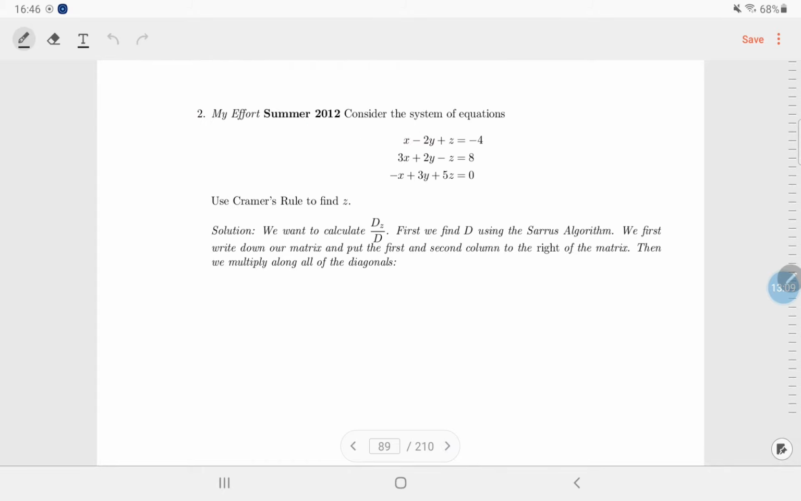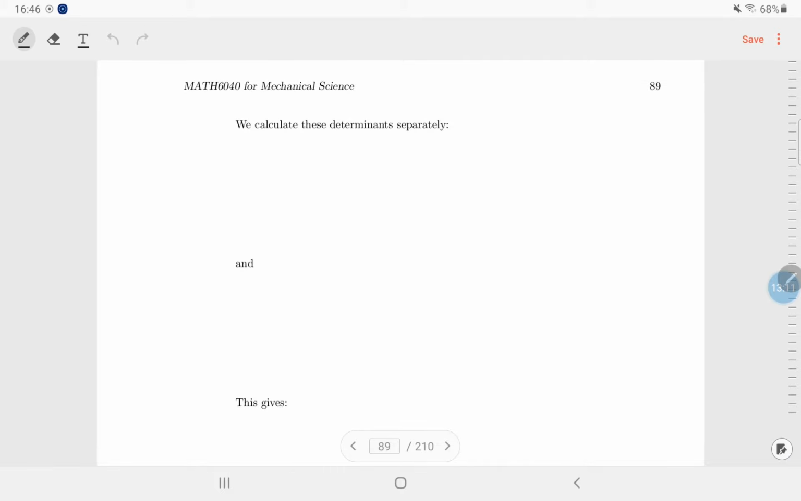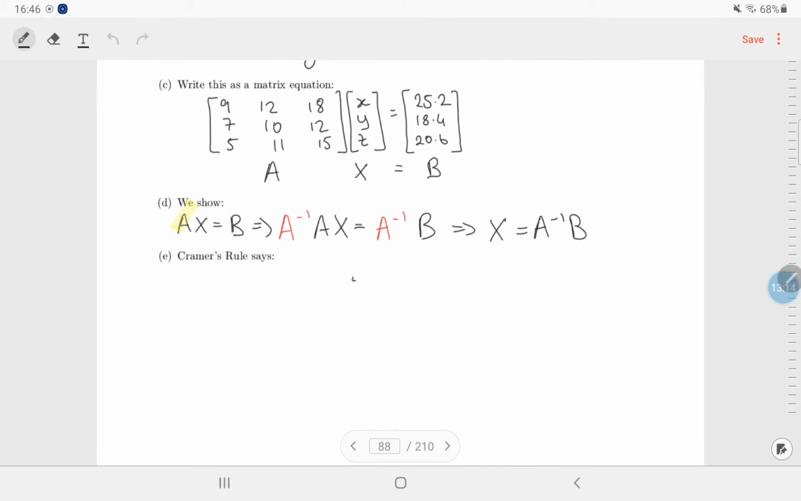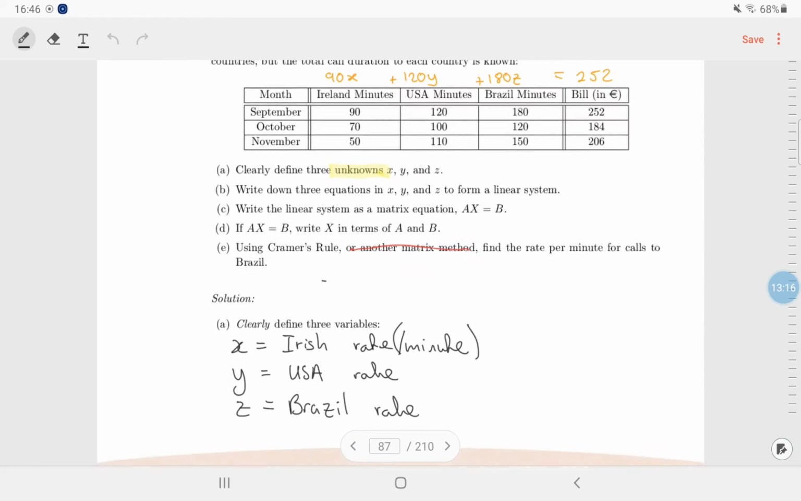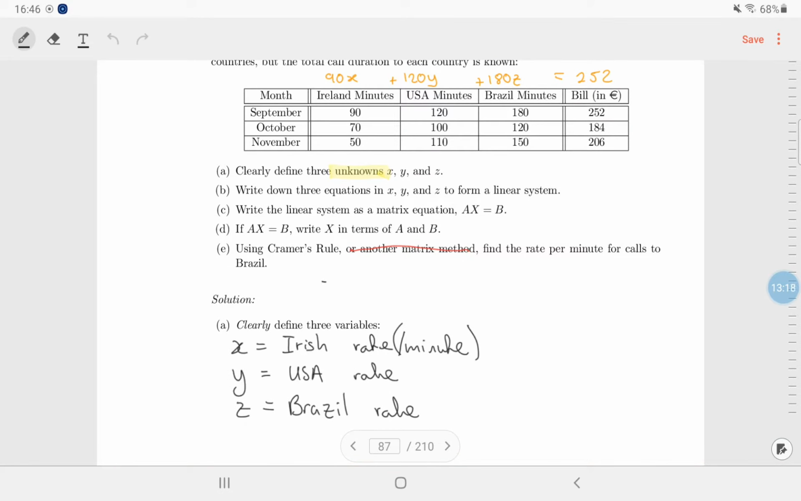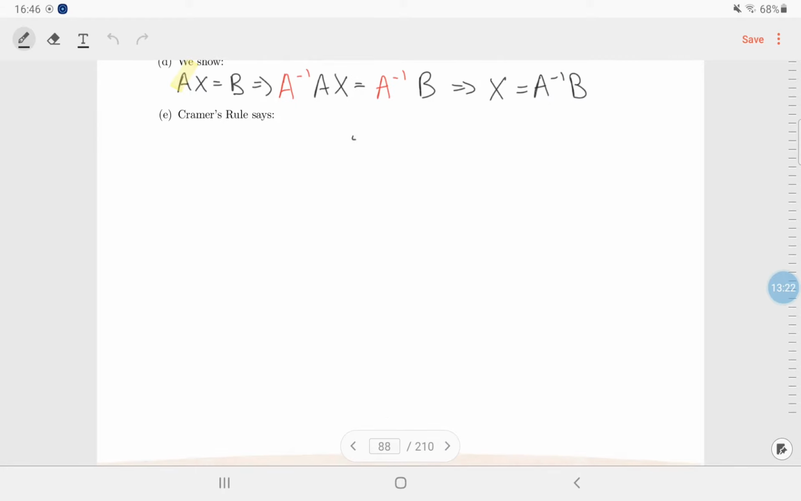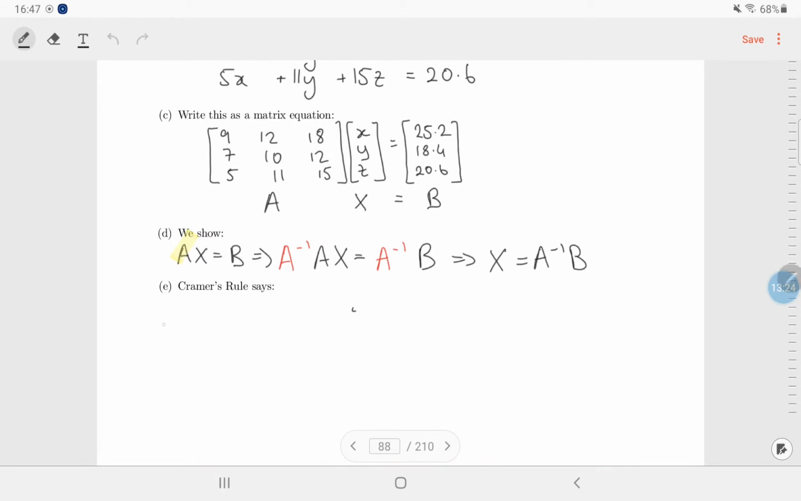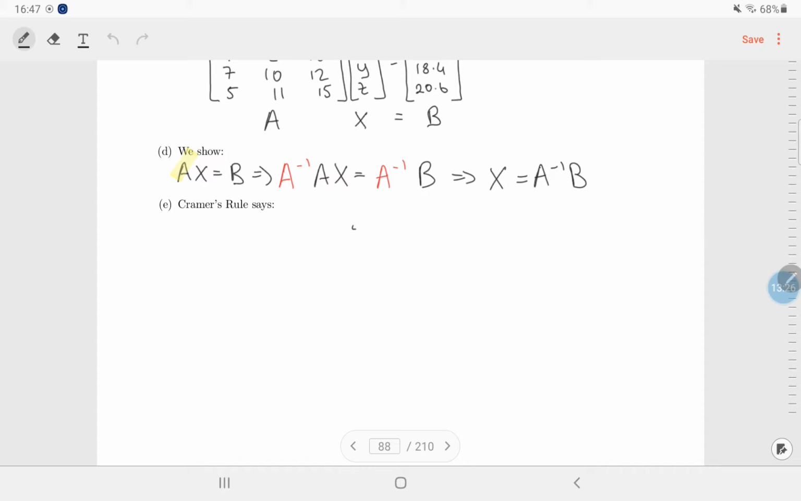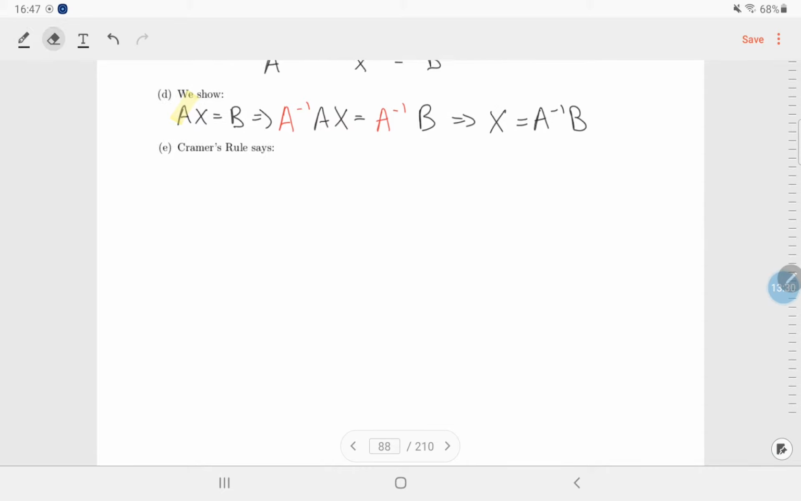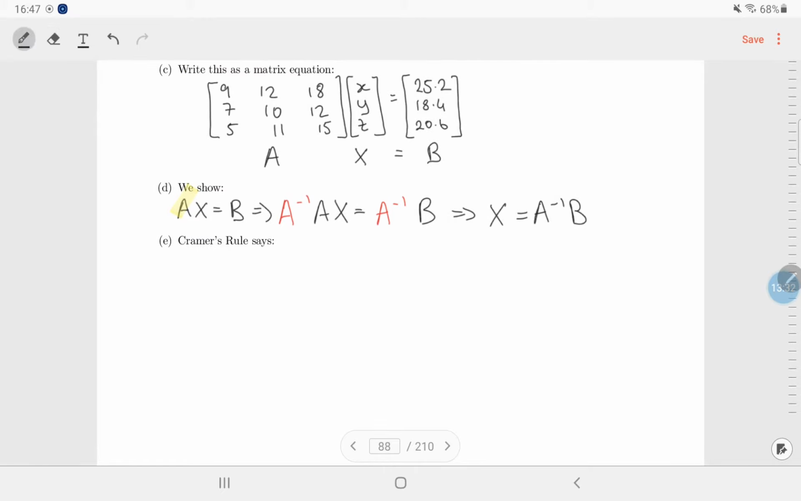Now we have loads of space here, so we'll see what we get. The next question is: find the rate per minute for calls to Brazil. So we're looking for Z. Cramer's rule says Z is dz over d. Maybe we'll try and find it all here.